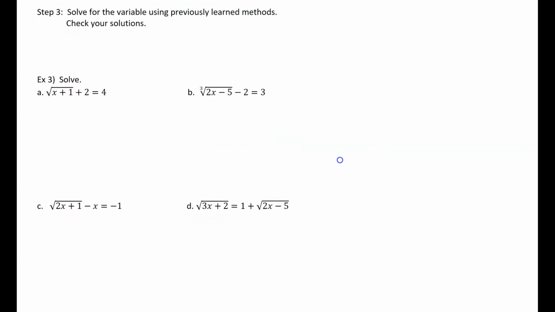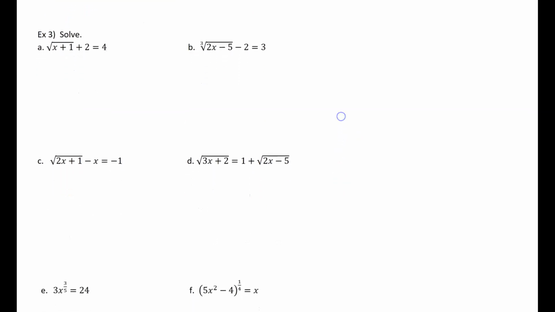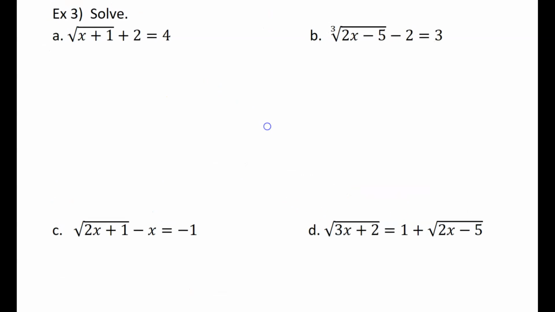Okay, so let's run through the very first example here. I've got the square root of x plus 1, and then I have plus 2 on the outside is equal to 4. So as we said, first thing you want to do is isolate the radical. So I'm going to subtract the 2 from both sides. So minus 2, and that's going to leave me with the square root of x plus 1 equal to 2.